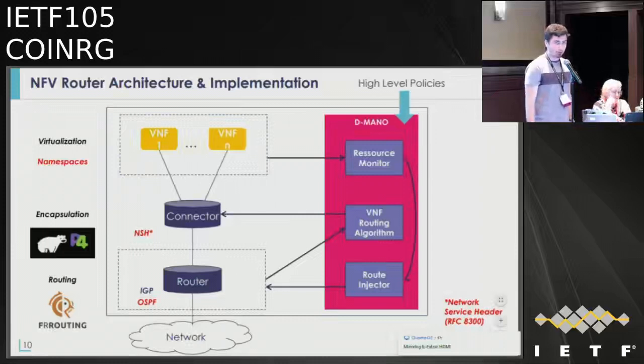So we made a simple implementation of these routers. The virtual network functions are simply functions in a network namespace. We built our connector with P4. We didn't use OpenVSwitch because it didn't have a stateful memory. So we used P4 to implement our connector to make sure that each flow will be processed by the same instance. We do flow routing and not packet-based routing. And we used an open source stack, FRRouting, for our router, which runs OSPF.